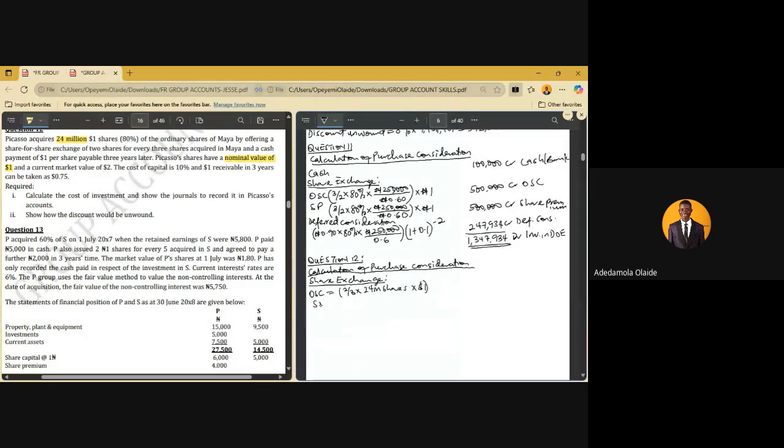While share premium will now be what? 2/3 also of 24 million shares multiplied by what? $1 also. Why? Market value is $2. So if my nominal value is $1, it will remain $1 as share premium also. And that will give us what? 16 million, 16 million each. So we'll have 16 million.